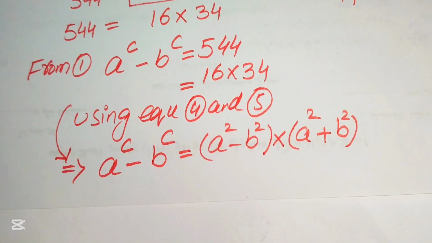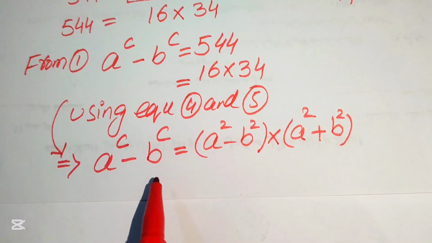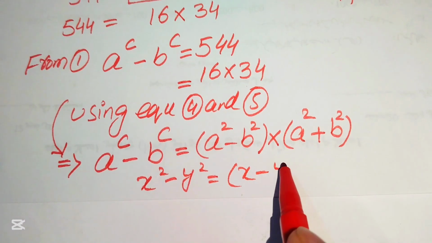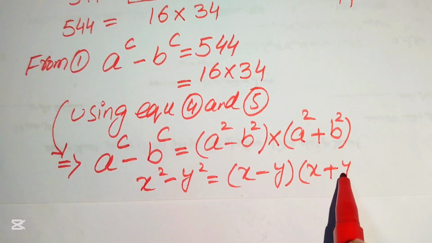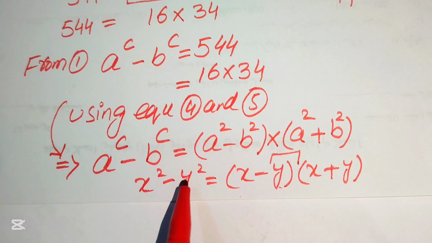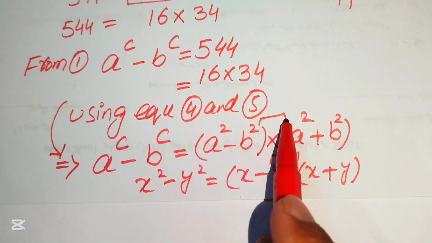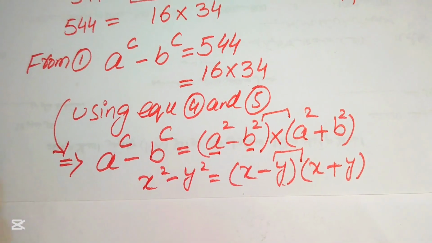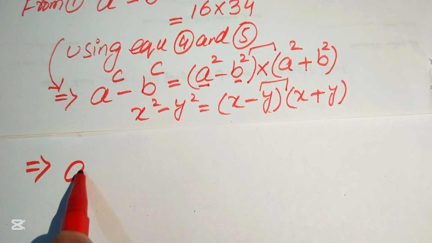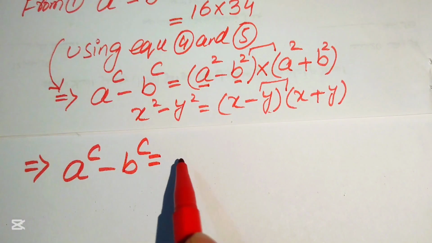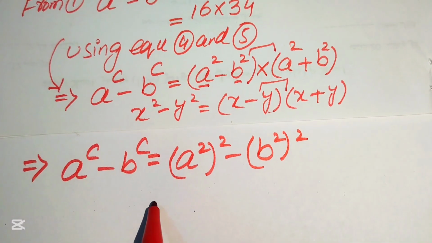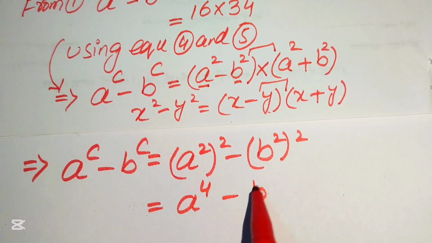Okay, so now here we need to focus on the right hand side, and you know that if we have x square minus y square, it equals x minus y times x plus y. Okay, so according to this nice formula, if we combine these two terms, we write it as x square minus y square. Similarly, if we combine these two terms, we write the square of first minus the square of second. And now after combining the right hand side, we have a to the power of c minus b to the power of c equals a square whole square minus b square whole square. So we write it as a to the power of 4 minus b to the power of 4.